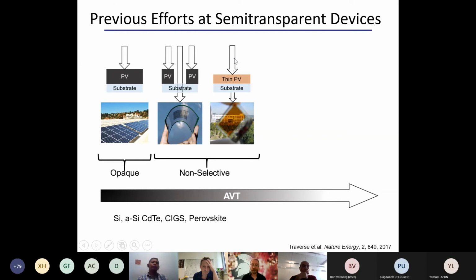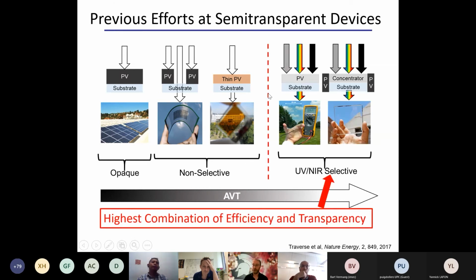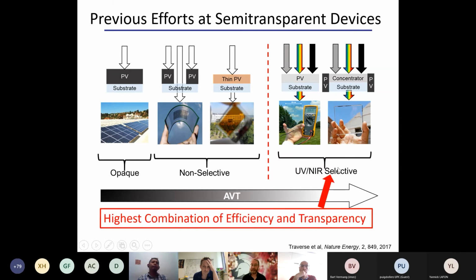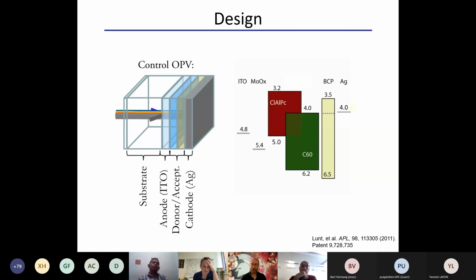some of these approaches. And so what our approach really allowed us to do was to focus on harvesting the ultraviolet and near infrared predominantly, and that allowed us to get to the highest levels of transparency while maintaining the highest level of efficiency simultaneously. So I'm going to talk about these different approaches, but I'm going to talk about the first design that we actually did. This is what kind of started the whole thing.